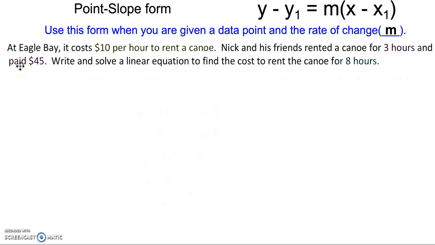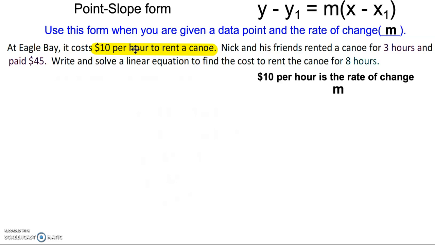So as we read this problem, at Eagle Bay, it costs $10 per hour to rent a canoe. Nick and his friends rented a canoe for 3 hours and paid $45. Write and solve a linear equation to find the cost to rent the canoe for 8 hours. Okay, so looking at this problem, we see the rate of change, $10 per hour. The rate of change can also tell us the two variables that we look at. We have dollars per hour.